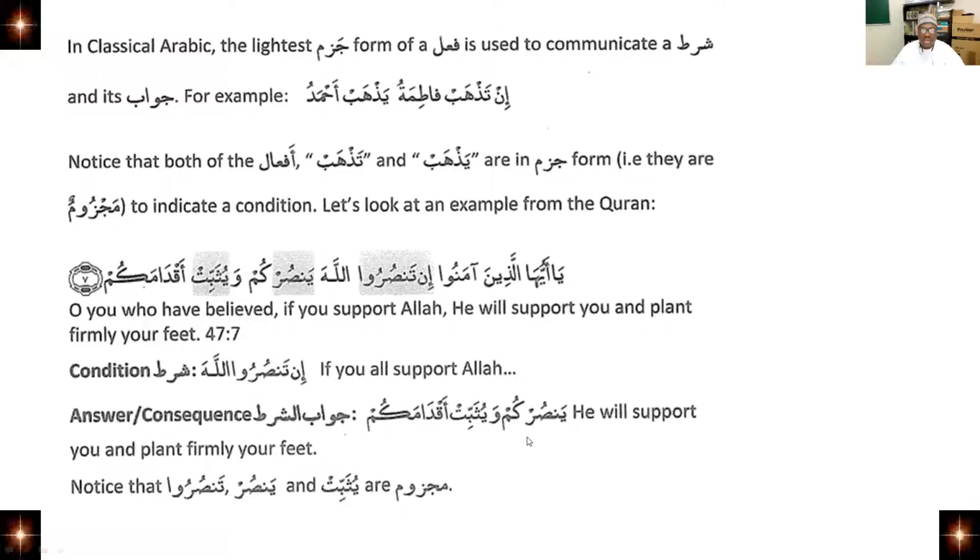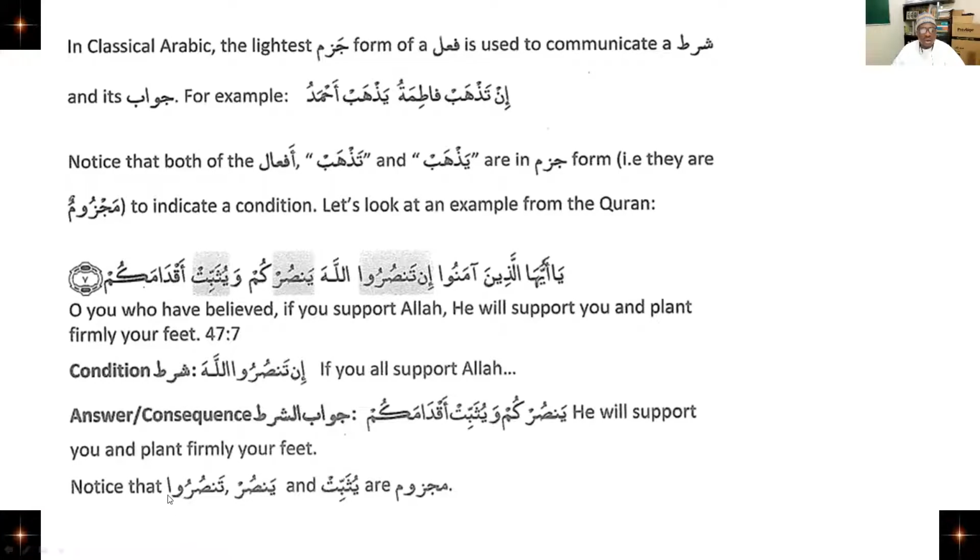Okay, but what we are talking about here is the fact that the whole of this is the answer or the statement of consequence for the condition. Okay. So you and so he will support you and plant firmly your feet. So this particular expression would not happen if the first one does not happen. That is shart. Okay. You also have to notice the tansuru and yansur and yusabbit.